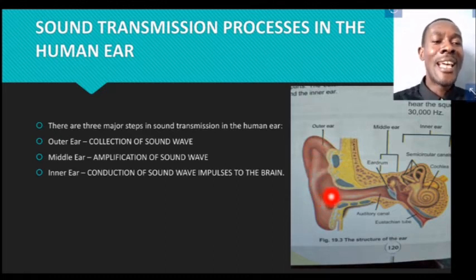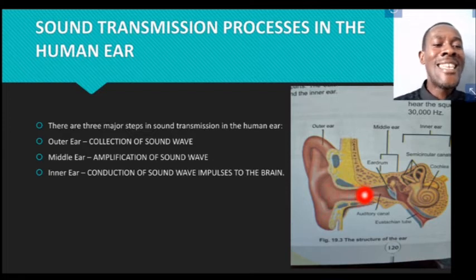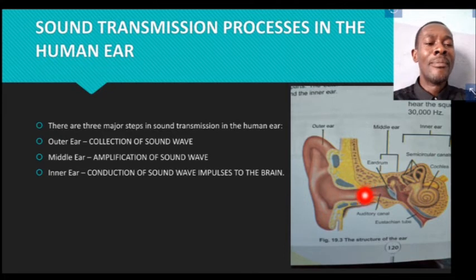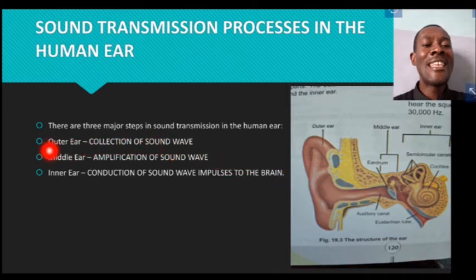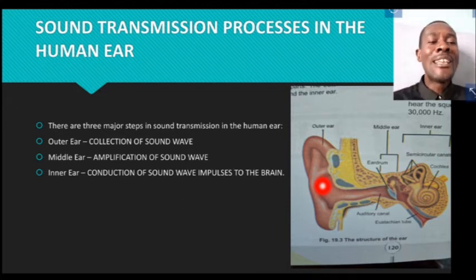And then the pinna and the ear canal, or what is known as the external auditory meatus. This is the external auditory meatus, or you call it the ear canal. These two, the pinna and the ear canal, make up the outer ear. And what is the function of this outer ear? Their function is to collect sound waves.